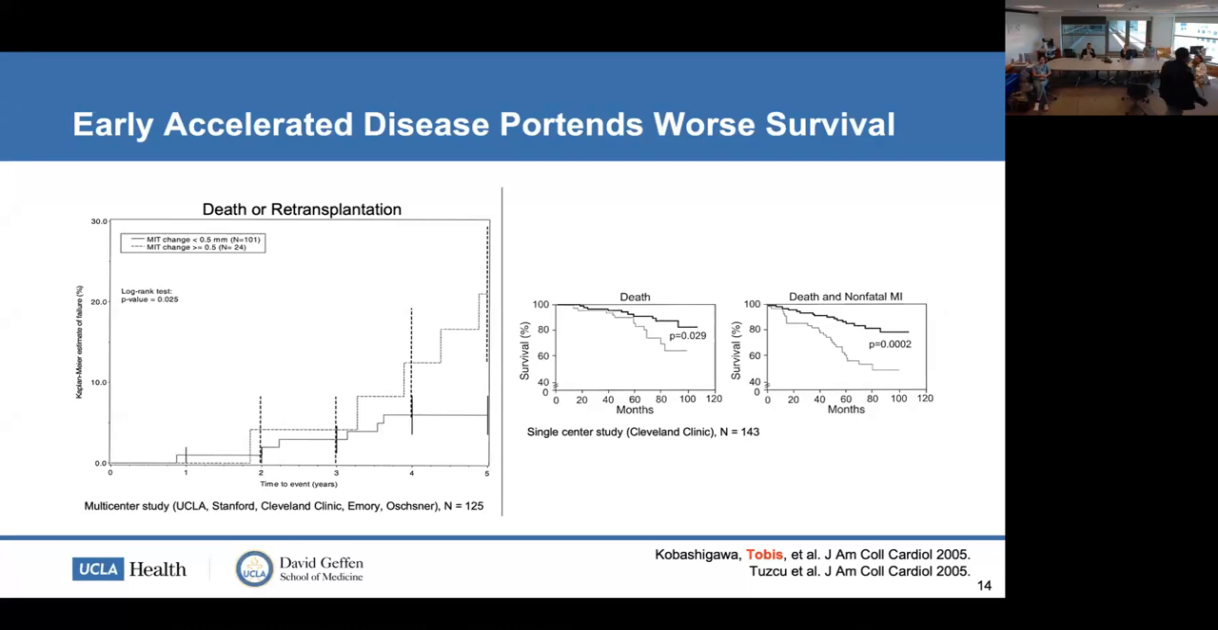But this is a pretty landmark paper now, and basically showing that when you IVUS these patients, if they have a greater than 0.5 millimeter change in their maximal intimal thickness from baseline to 1 year, baseline being the first 3 to 4 months after transplant, that these patients do worse. They have more death and more retransplantation. And then this was corroborated with another study out of Cleveland Clinic showing the same thing.